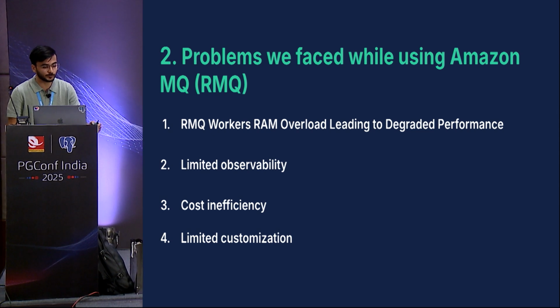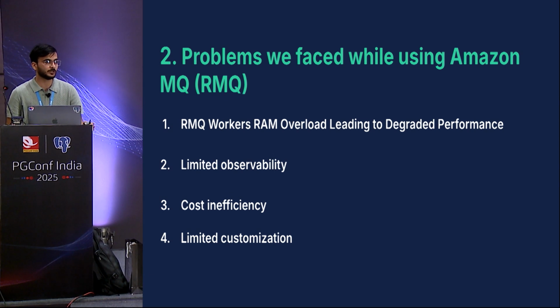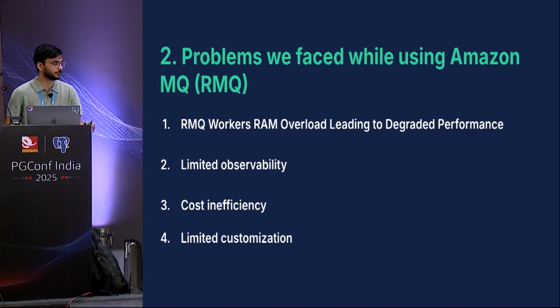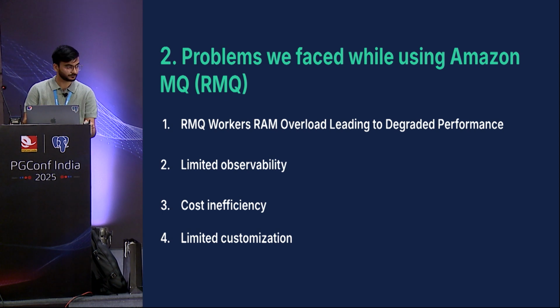And the fourth point is limited customization. In RMQ, we can't do any customizations. In PGQ, we can do anything because we built it from scratch. For example, if I want to do some auto scaling from some built-in metrics, I can do that in PGQ.